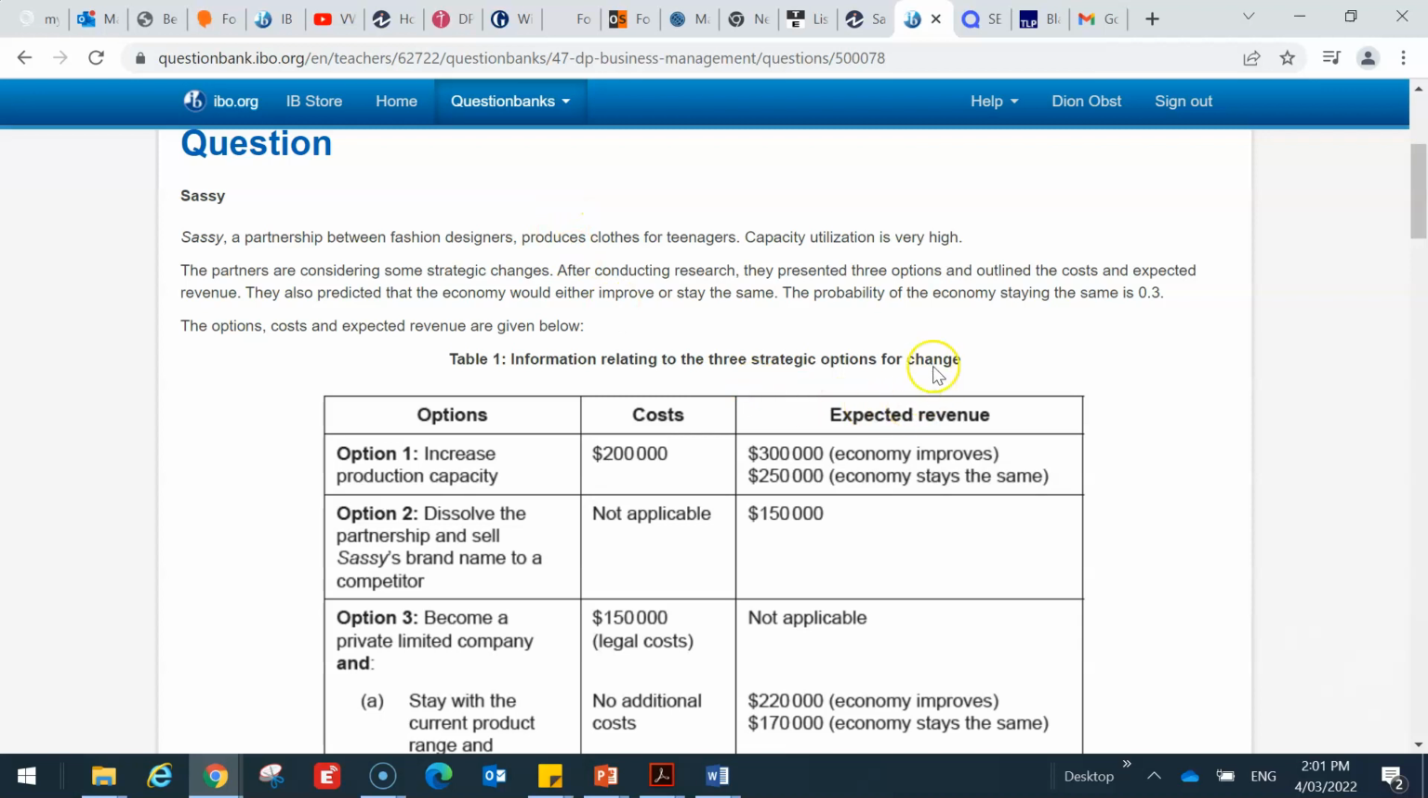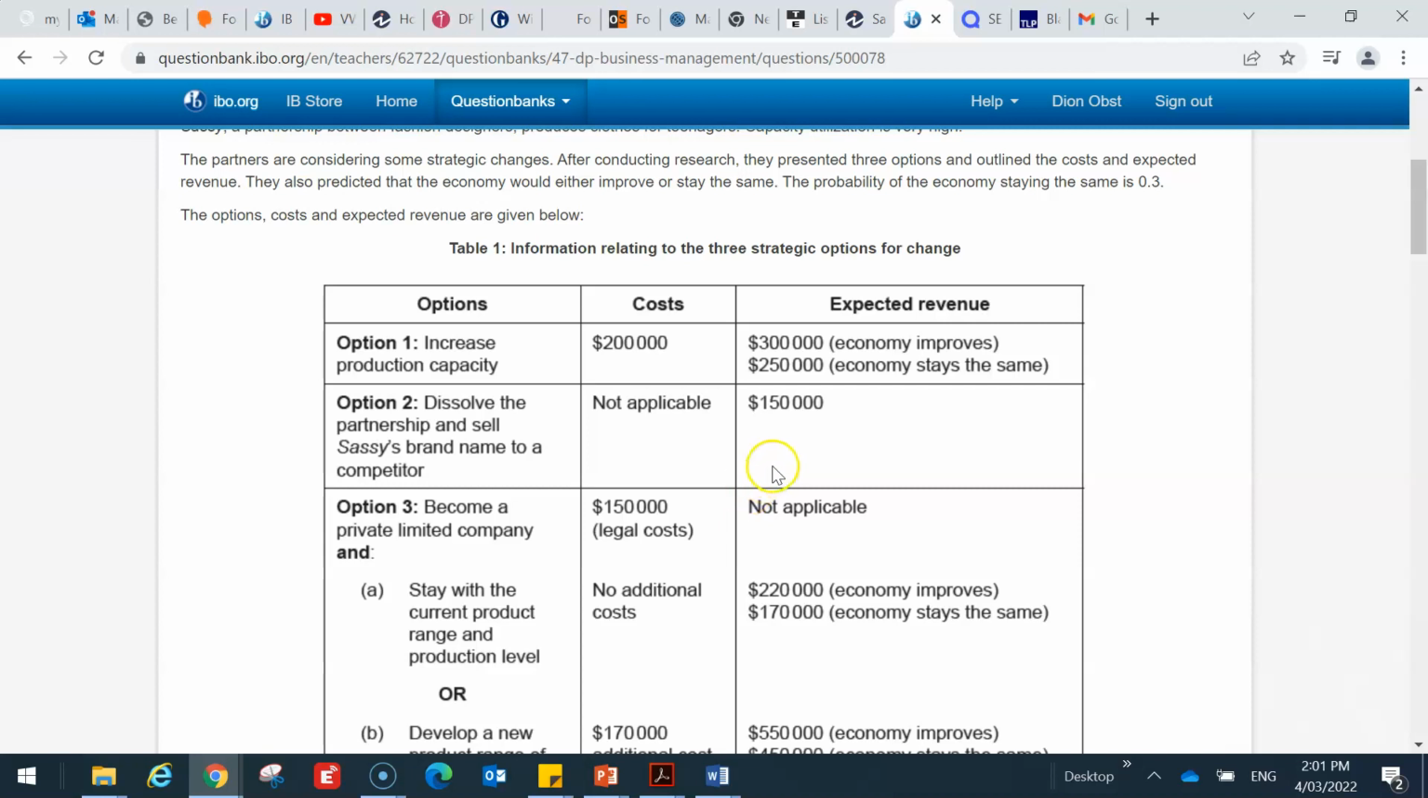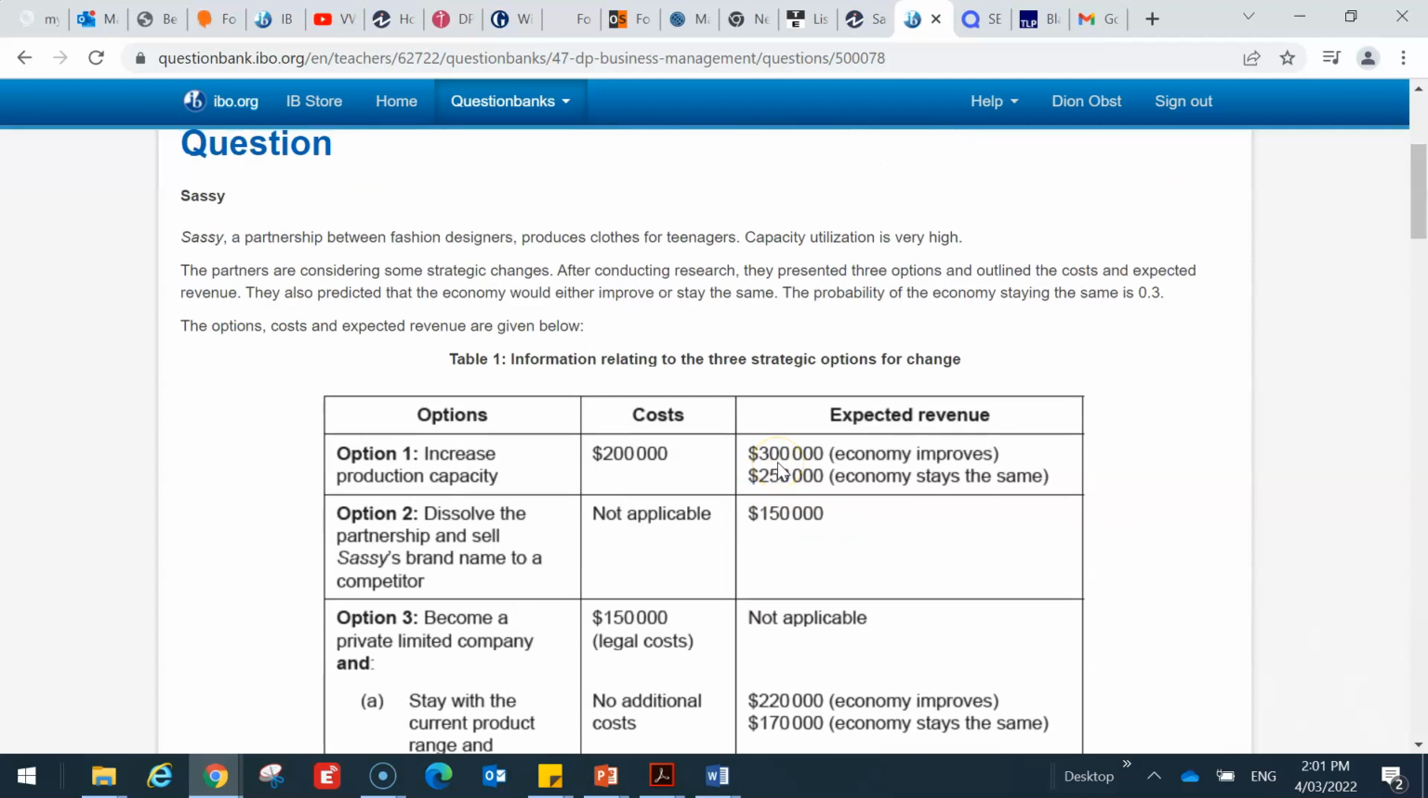So you can see here the probability of the economy staying the same is 0.3. That again would have thrown a few people because usually we see the probability actually listed in the table. So we will make the assumption, and we have to do this, we make that connection, that if the economy was to improve, it would be 0.7. So it must all add up to 1, naturally, 0.7 being 70%, 0.3 being 30%.